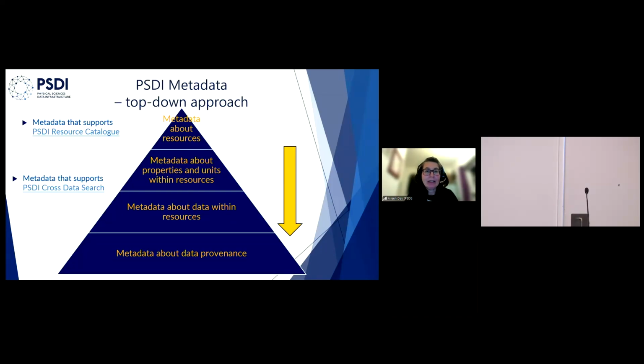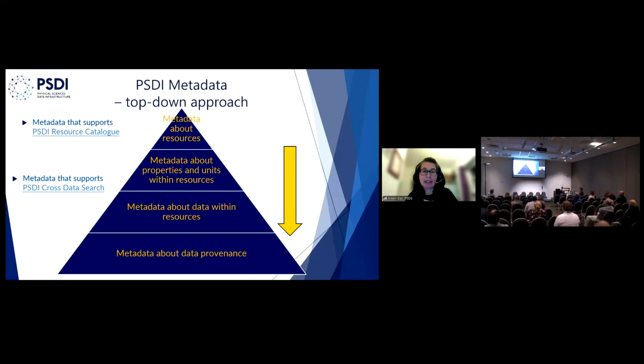So we're taking a top-down approach for the metadata in PSDI. We're starting at the top level and working down. So far, we've mostly been focusing on metadata that describes the resources that make it up. And we're starting to think about how to define the properties and the units within those. We've not really got to thinking about metadata on the data level within those resources or the data provenance. As you go down, there's a lot more of this data, and it gets a bit more complicated, so we thought we'd start at the top and work down. So we're somewhere around here at the moment.